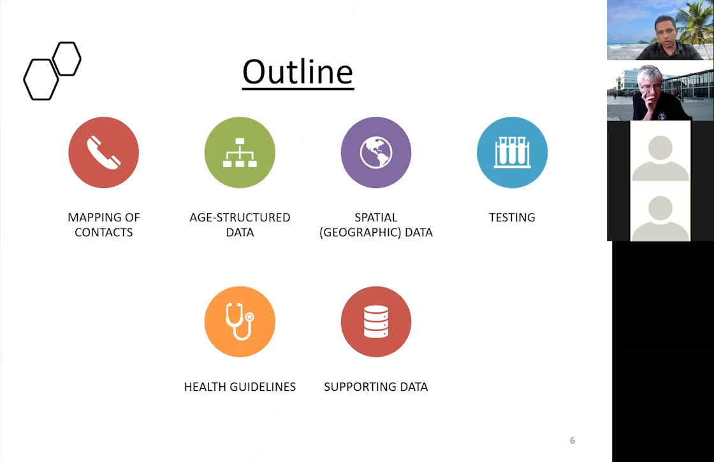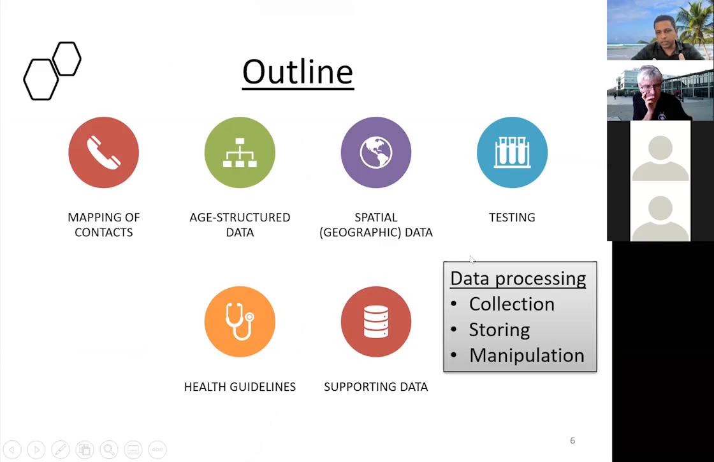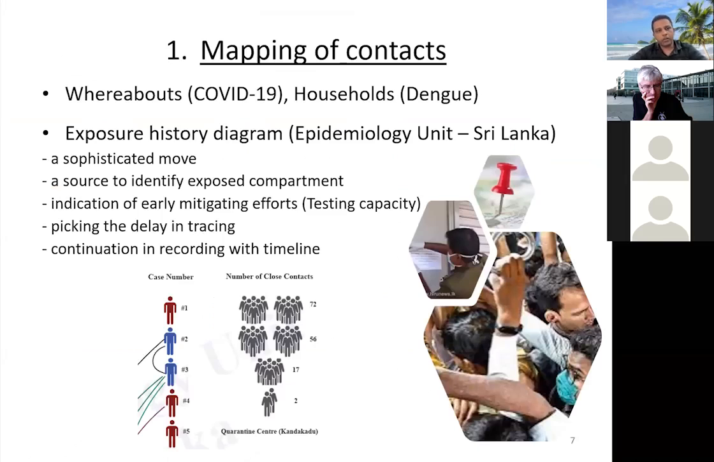We are going to talk about our data processing context with the Sri Lankan case: mapping of contacts, age structured data, spatial data, testing, health guidelines, and supporting data. In the collection process, in the history process, and in manipulation, what should be taken with care? Let's see. So, mapping of contacts.